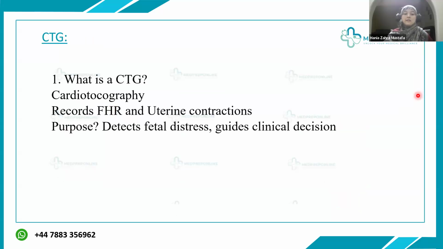Okay, what exactly is a CTG? CTG is basically cardiotocography, just like ECG. ECG is the graphical representation of the electrical activity of the heart. Just like that, cardiotocography records the fetal heart rate and the uterine contraction simultaneously, and then gives us a graphical representation of it. And what's the purpose of CTG? It basically detects fetal distress and it guides in the clinical decision of obs and gynae.